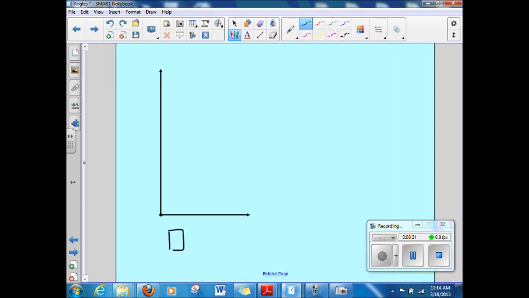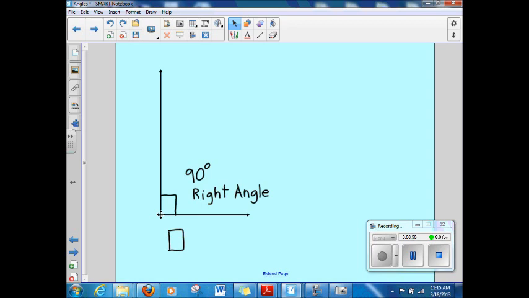And remember when we had perpendicular lines, if we could set a piece of paper in this angle and it fit perfectly, then we had a 90 degree angle and they were perpendicular. Well, this 90 degrees also indicates to us that this angle is a right angle. I want to remember that, right angle. If it has 90 degrees or if the piece of paper sits in there, it's called a right angle. Well, I'm going to go back and draw some more rays.